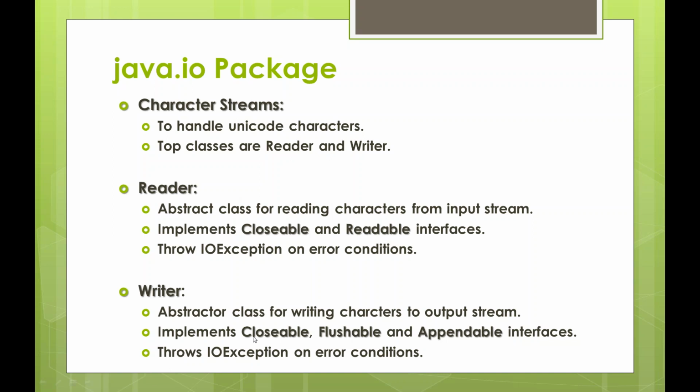Similarly, writer is also an abstract class for writing characters to an output stream, your destination. You can connect, like we just saw with buffered output stream and file output stream. Similar to that one, you can write characters. There we used bytes, here we are using characters. It implements Closeable, Flushable, and Appendable interfaces. As we have seen in buffered output stream and file output stream, we can pass a second boolean argument, and if you pass true, the particular file will be opened in append mode. Some of the methods defined by reader and writer throw IOException on error conditions, as we discussed for byte streams.